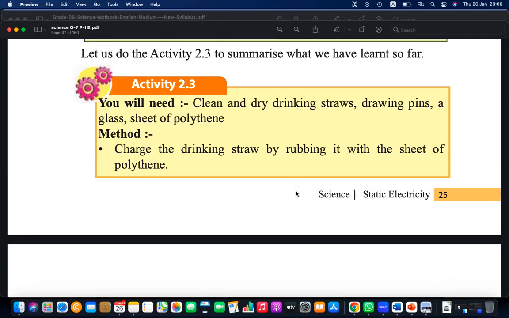So other than the plastic PVC, this glass, or the hard rubber one, you can use drinking straws and also drawing pins. The drawing pins are basically to hold that, right? So this experiment is with the drinking straws and also a glass and also a sheet of film.